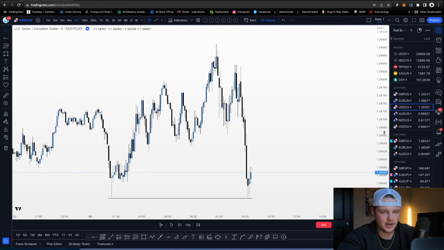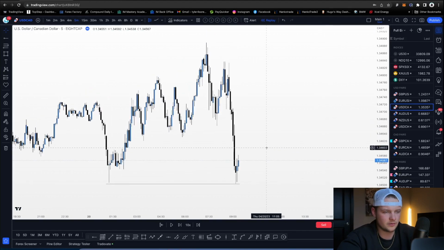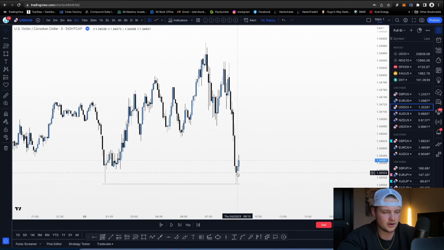Another example here on USD CAD before we close this segment off. So what we see right here, we're in the heart of New York session, but we see 2 relative equal lows right down here.